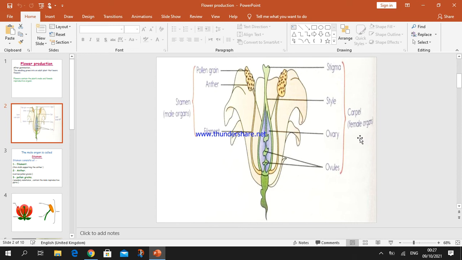The female reproductive organ of the flower is known as carpel or pistil, and it consists of three parts. Stigma, this is the part known as a stigma, and after the stigma we have a style, and this is a swollen part known as ovary that contains ovules or ova.